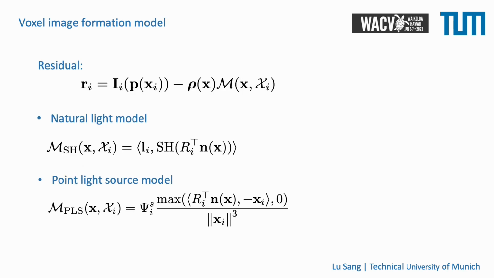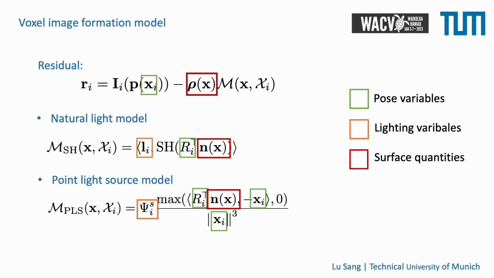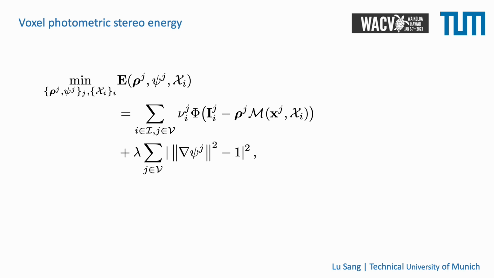In this paper, we propose two image formation models to deal with two different types of scenario, natural light case and point light source case. In each case, the model contains pose variable, lighting variables, and surface quantities, namely distance and albedo. We jointly optimize all the variables in an alternating manner. In the end, the multi-view photometric error minimizes the residual together with the Haefner regularizer, which ensures the solution stays as a signed distance field.